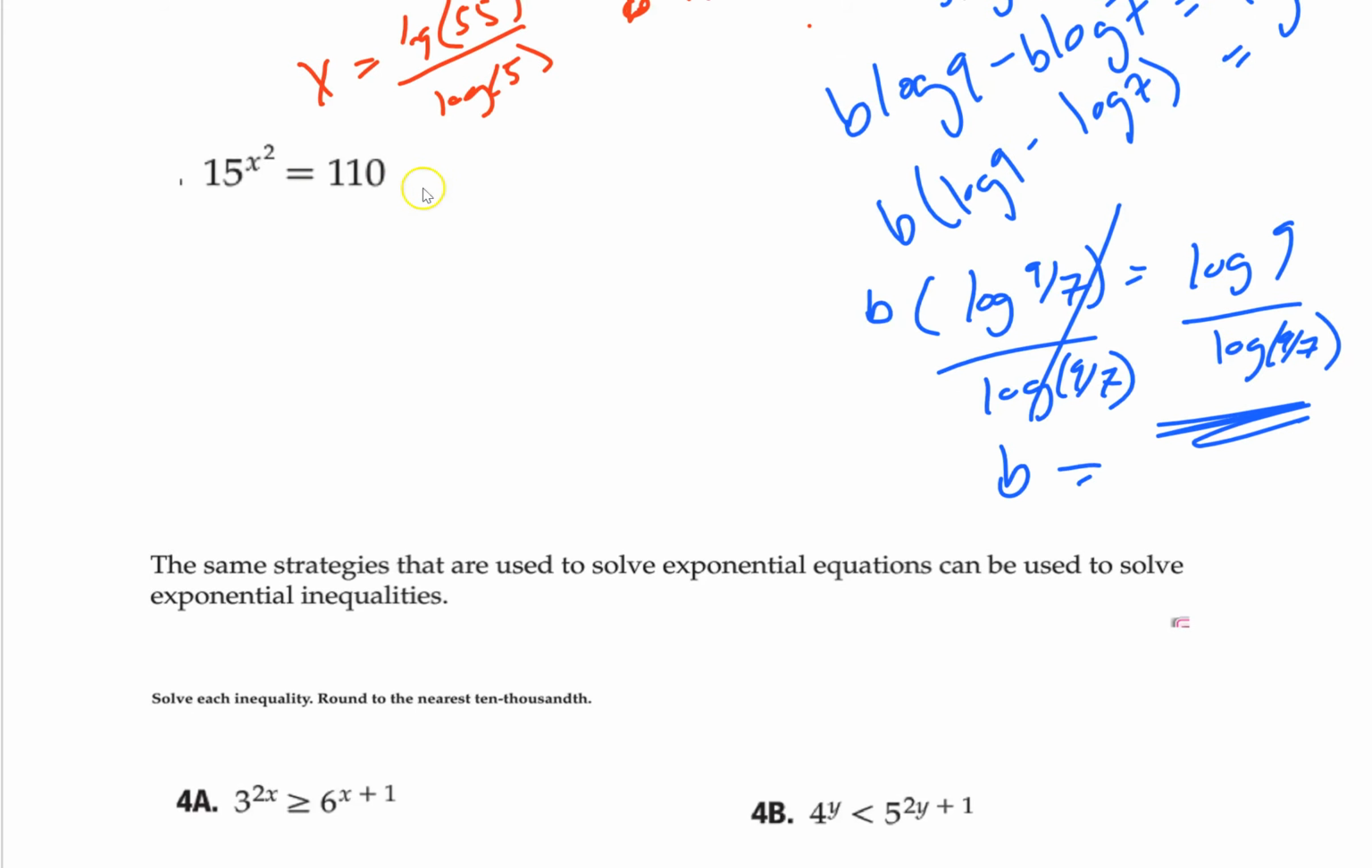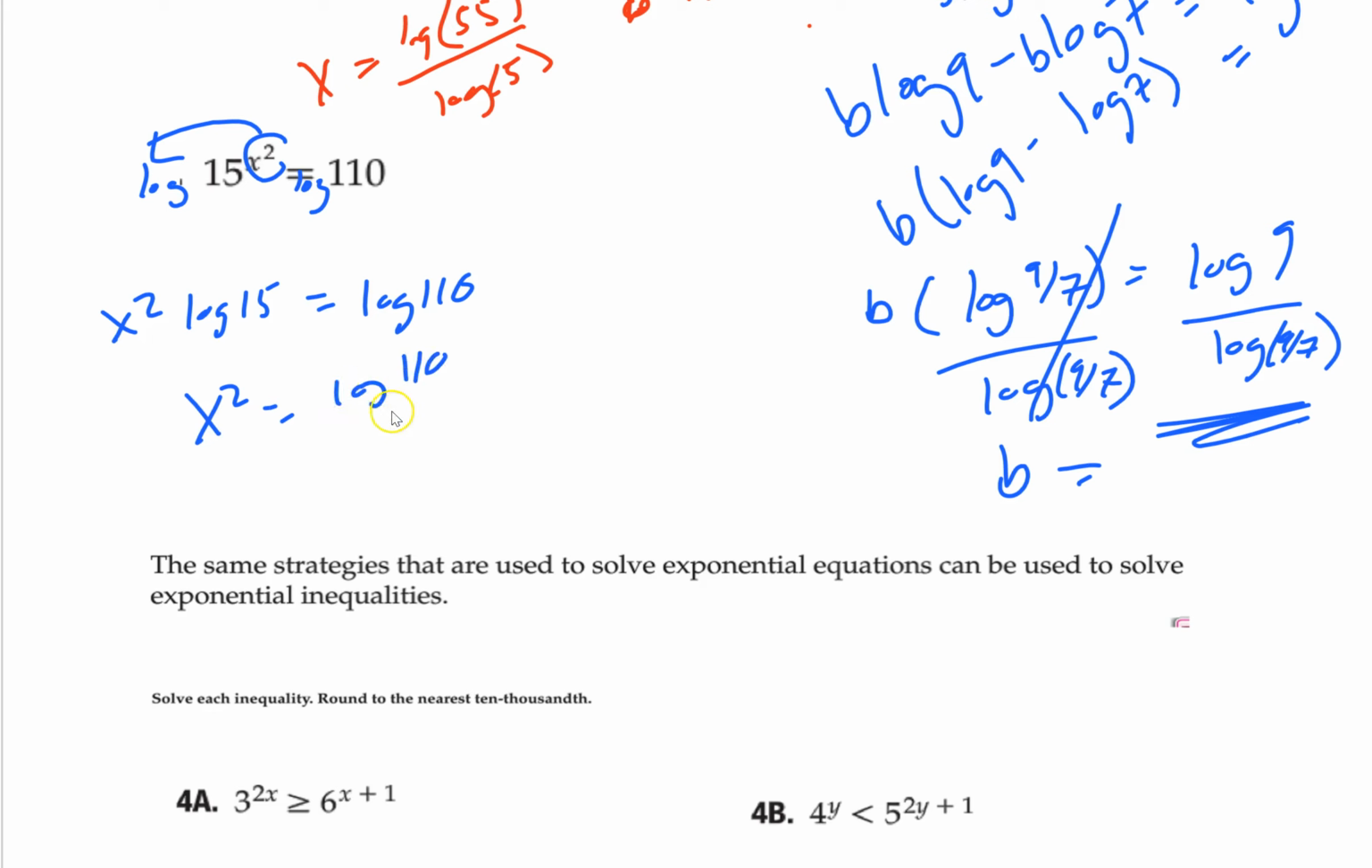Let's say we're doing this one. Let's say you want to solve this. Again, bases don't match. We're going to take the log of both sides. That's when we move this power to the front. I get x squared log 15 equals log 110. Divide by that. x squared equals log 110 over log of 15.